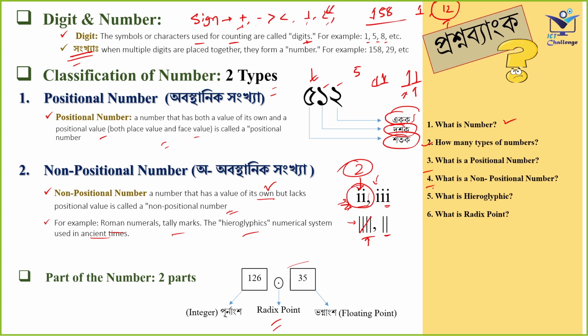So what is the non-positional number? Non-positional number: when the digit only has its own value and doesn't have a positional value, it is called a non-positional number.